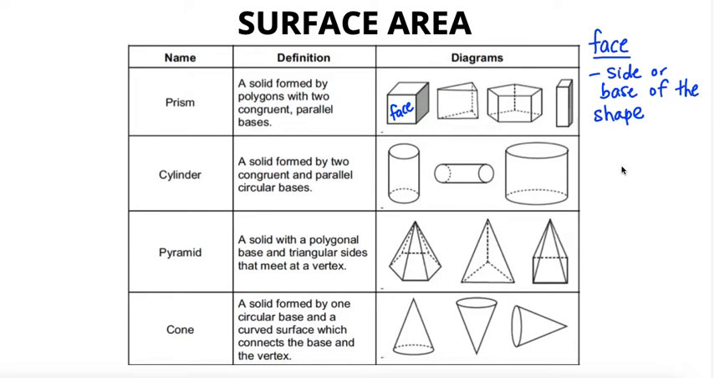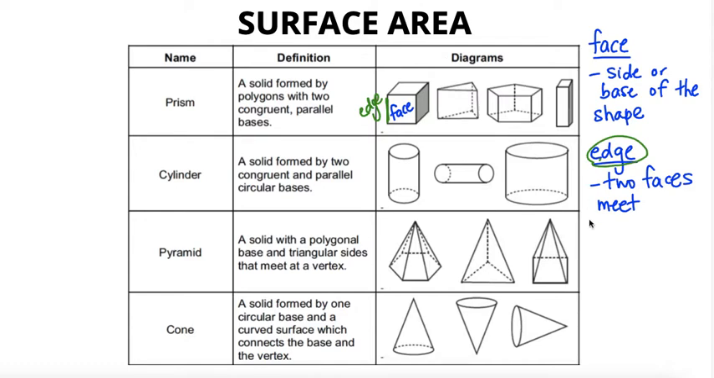The next definition that you're going to want to think about is called an edge. Now an edge is where two faces meet. It makes a straight line. So when I'm thinking about an edge, I might think about this part right here. So that's an edge. So an edge is a straight line where the faces meet.